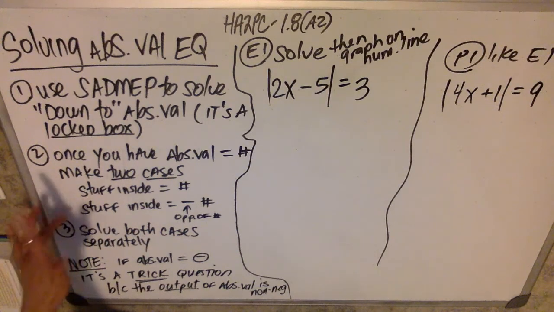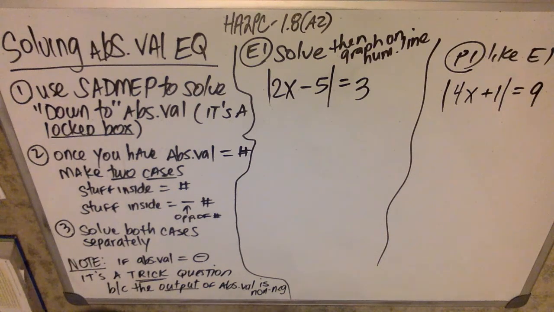Once you split things apart into two separate cases, the stuff inside the absolute value could either equal the number or it could equal the opposite of that number, and you're then going to solve the cases separately. In a little bit, we're going to talk about a trick case where I give you an absolute value that equals a negative, and we're going to talk about how that works out. Okay, so let's walk through E1 first.